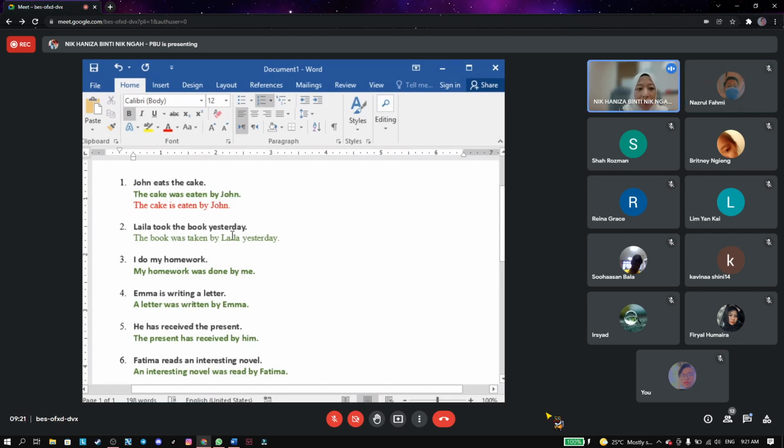Number two. Laila took the book yesterday. The book was taken by Laila yesterday. Is it correct? Look, the book is the object, so you put it in front. Took is the verb in the past tense. So the book was taken by Laila. Okay, number two, correct.